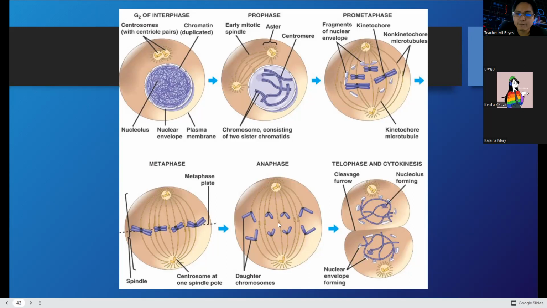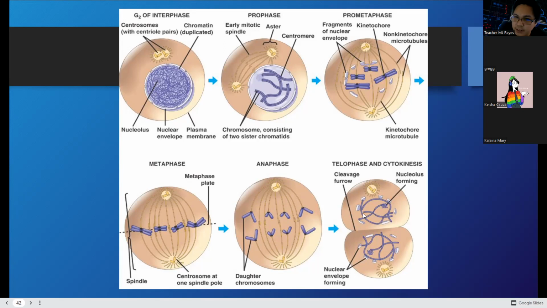The next phase is anaphase. The chromosomes separate. They are pulling apart toward opposite ends. As you can see, they pull each other apart. This is your centrioles. Your centrioles pull the chromosomes or sister chromatids apart, with the help of the spindle fibers.